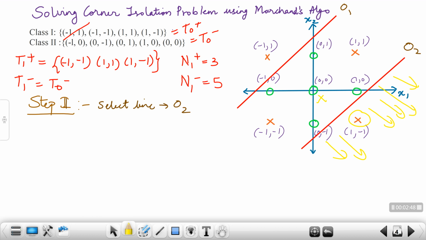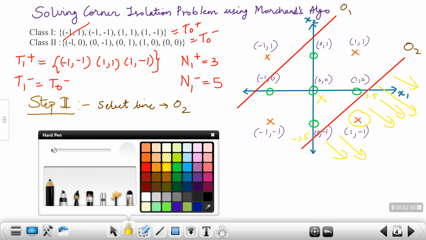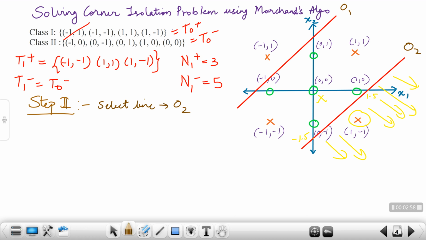Now what is the equation of this line? This particular point is nothing but minus 1.5 and this particular point is 1.5. So I can write the equation of O2. O2 is nothing but x1 upon 1.5 plus x2 upon minus 1.5 is equal to 1. If I simplify this, I will get x1 minus x2 minus 1.5 is equal to 0.